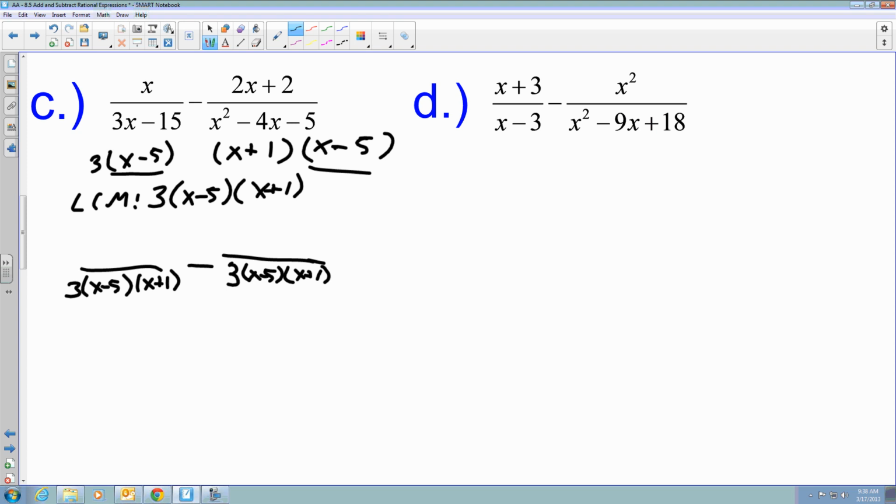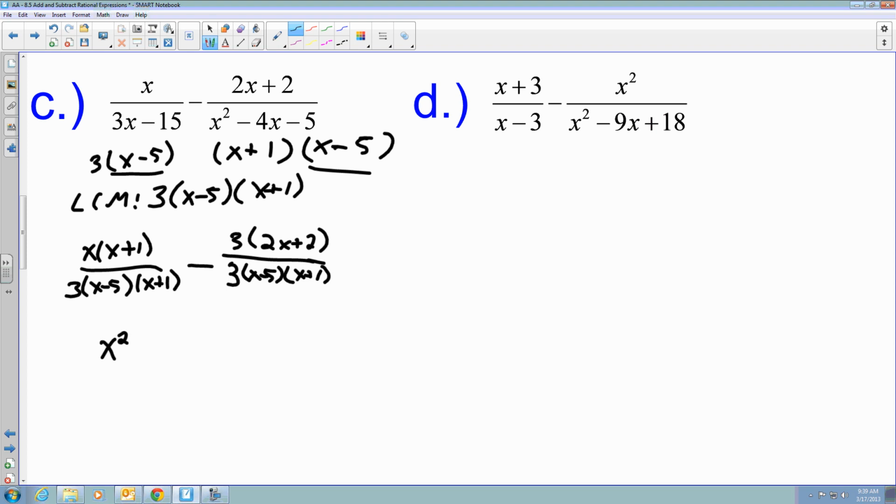What I multiplied in that denominator on the left-hand side was an x plus 1, so I must do that to my numerator. And what I multiplied additionally to the right-hand side would be a 3. So I'm going to go 3 times 2x plus 2. So I'm going to distribute in both my numerators. I'm just going to leave the denominator out.